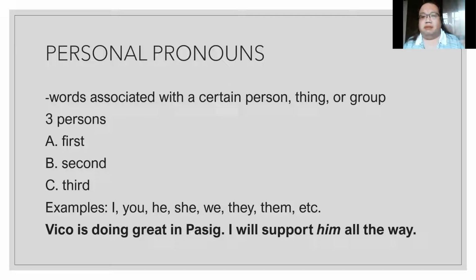So examples of personal pronouns are here: I, you, he, she, we, they, them. We have an example here. Rico is doing great in passing. I will support him all the way. If you noticed, him is italicized because him is dependent on the noun Rico. And since Rico is the basis of your pronoun, we call Rico your antecedent. So personal pronouns work well with antecedents. They depend on the noun prior to them, the noun they are referring to. And that noun that they are referring to is actually your antecedent.